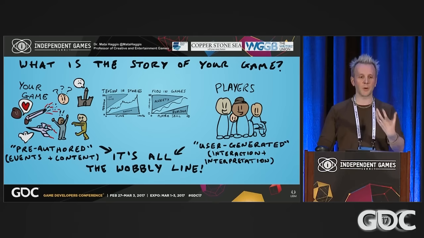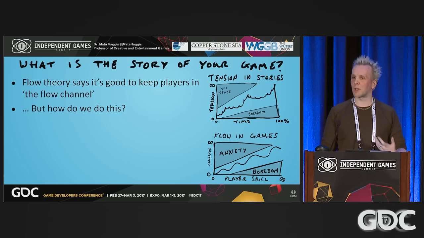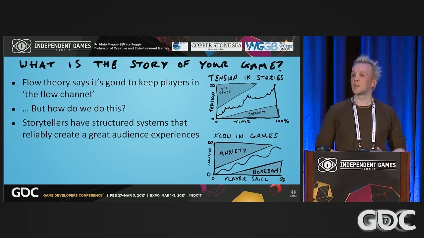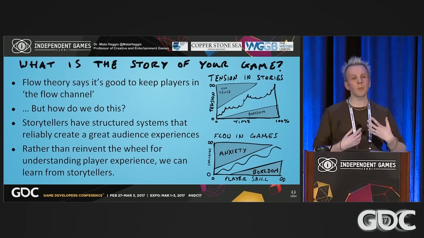So how do we do this? Flow theory says that it's good to keep players in that flow channel. We know that that's a good place to keep them. But how do we do this? There are lots of other ideas out there based on mechanics. But storytellers have structured systems that they've been reliably using to create great audience experiences for millennia. So rather than reinvent the wheel for understanding a player experience, we can learn a lot from storytellers in how they shape experiences, how they guide the emotional journey the players go on.